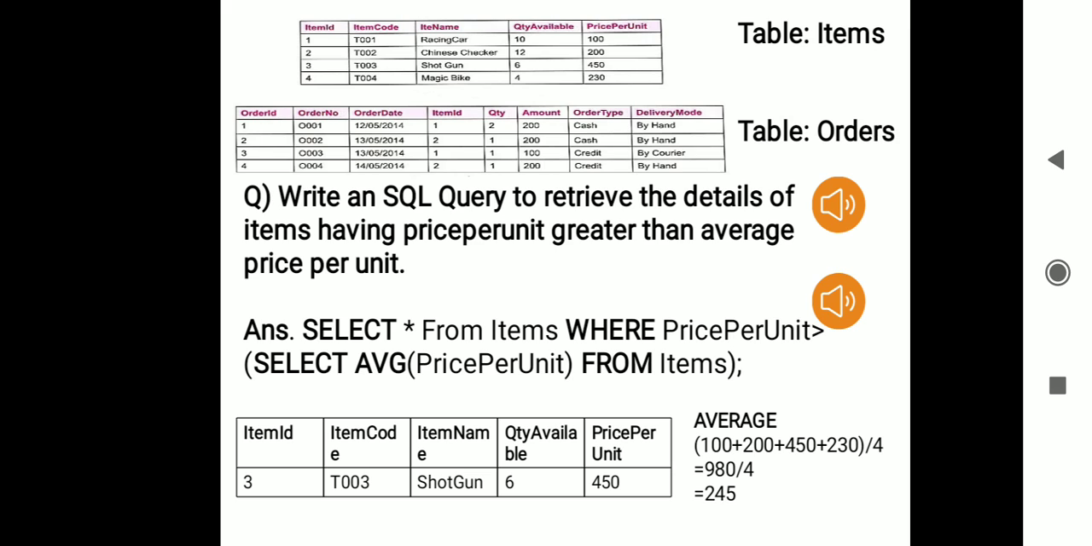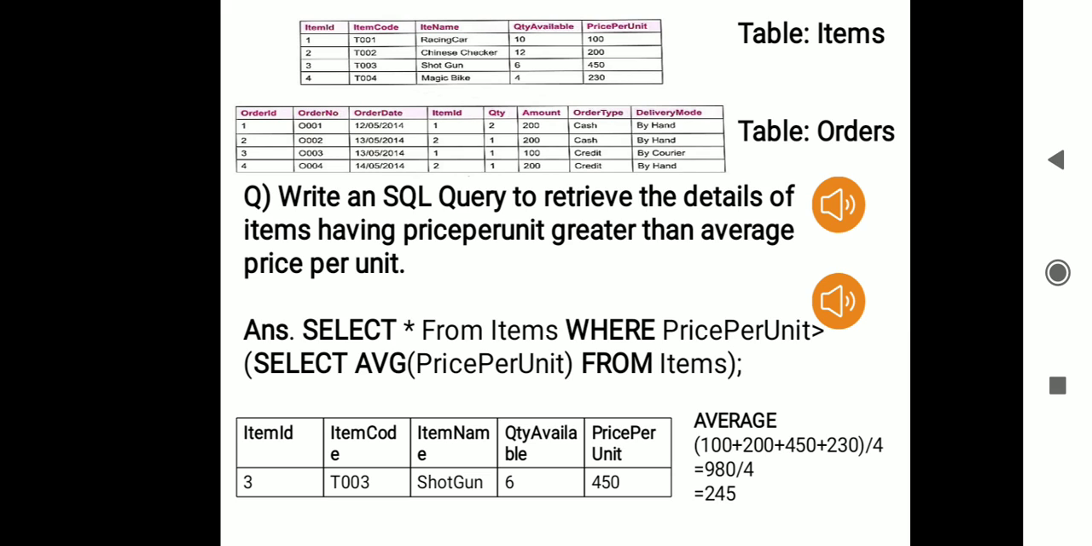In this slide, you have two tables, the table called items and a table called orders. Just consider the table called items and read the question. The question says, write an SQL query to retrieve the details of items. Here the details are not being specified, so we have to presume that we are going to extract all the details of the table named items, and that can be done using the star symbol.